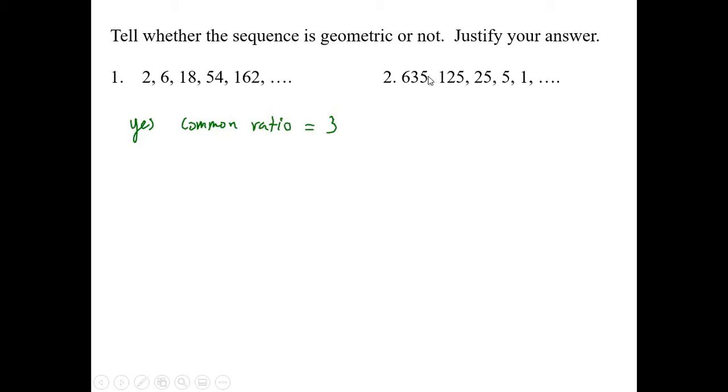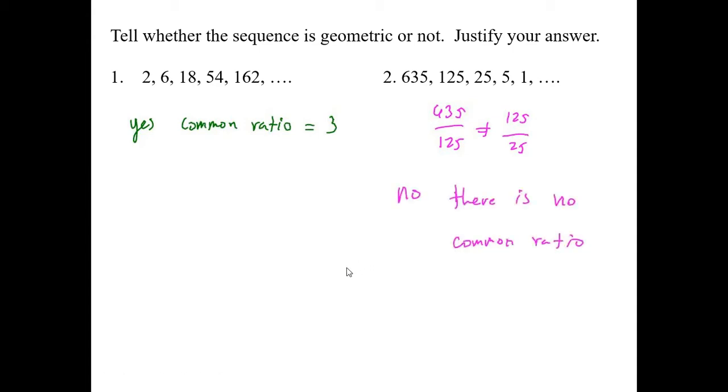Here, let's take a look. 635 divided by 125 does not equal 125 divided by 25, so the first two ratios don't match. So no, that would not be a common ratio.